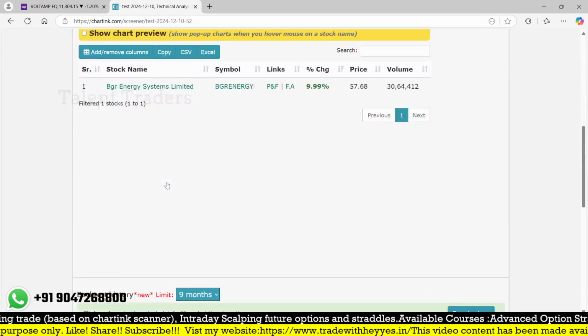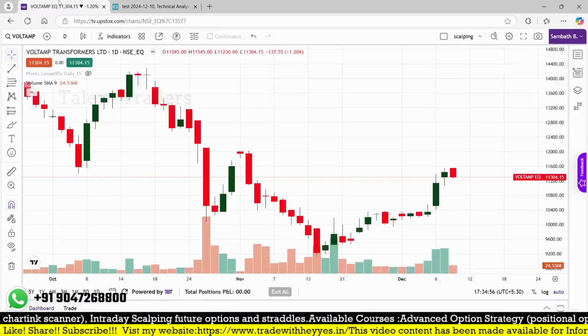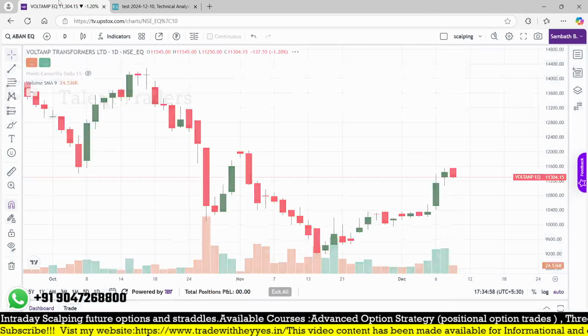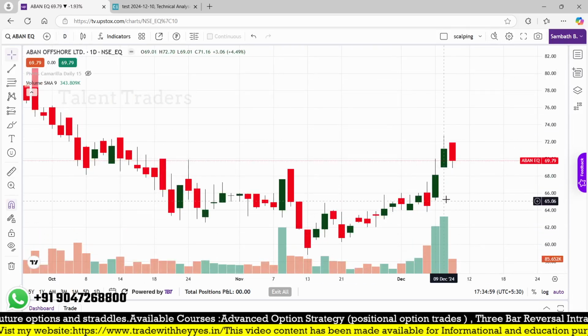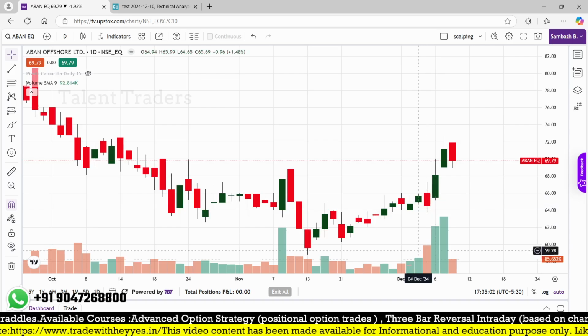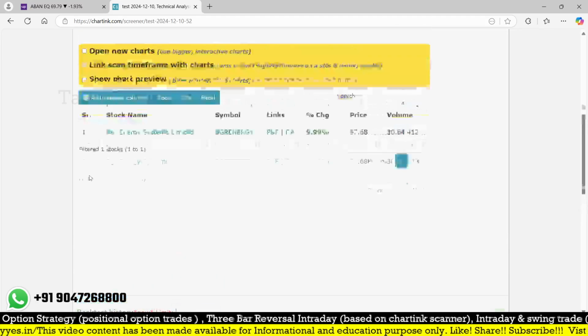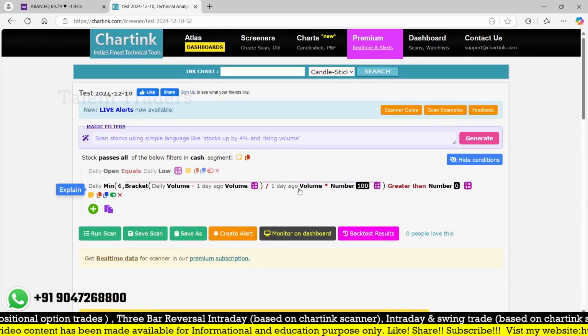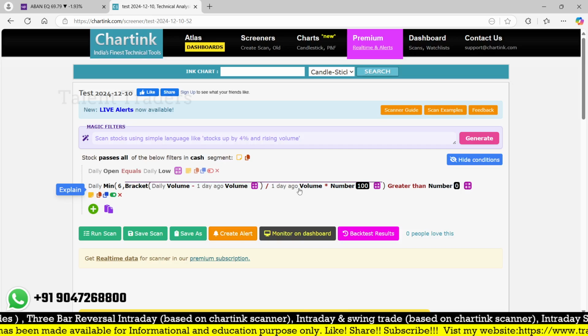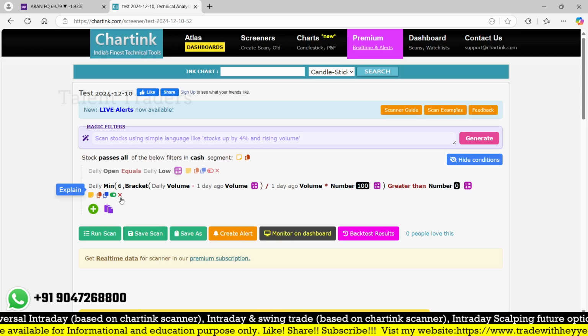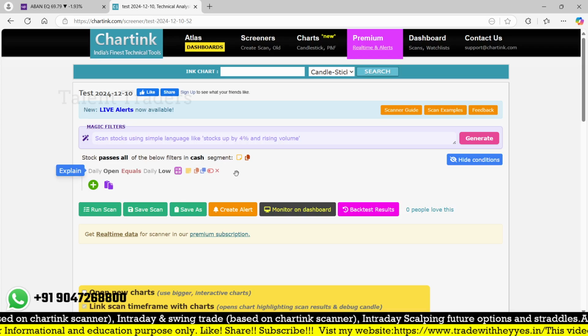And one more stock which you have seen is Aban, and this is also rising volume up to 9th December. It keeps on rising from here, 1, 2, 3, 4. So I hope you understood how this rising volume works. If you create it manually, you may not understand the language, but if you ask for this, it will easily tell you what the things are.